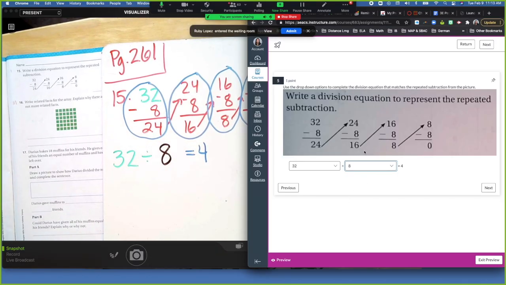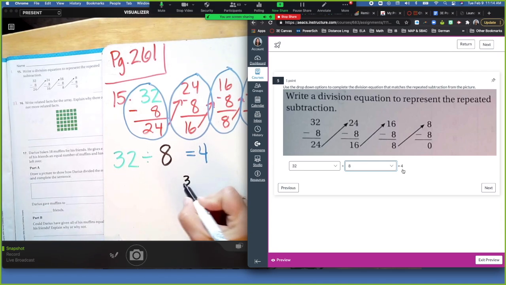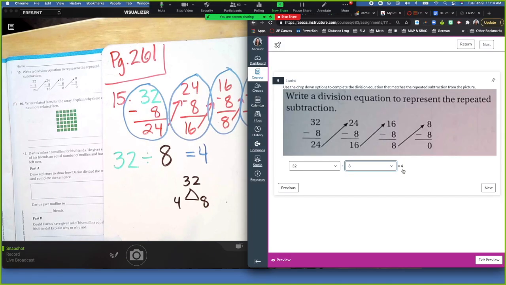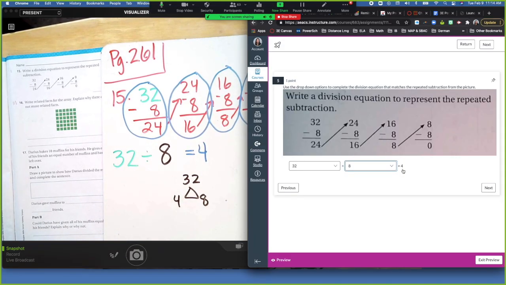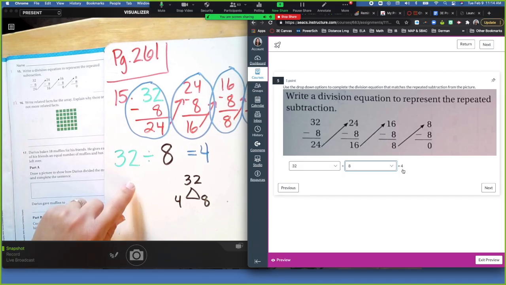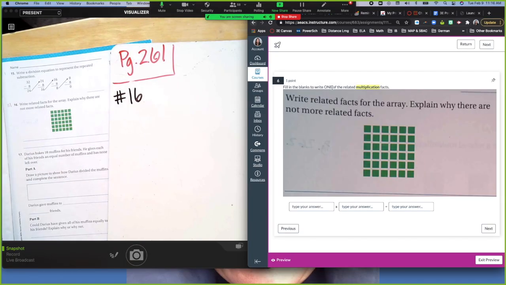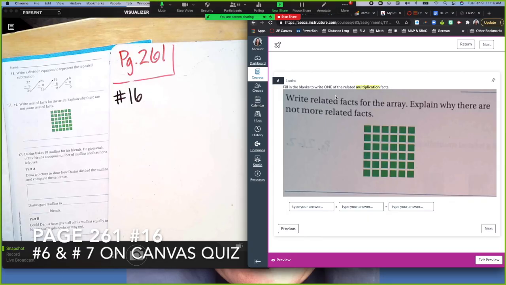And I wanted to force you to put 8 there, so that's why I put the 4 in the answer there. And just think about multiplication and division. Think about these fact families. So that will help you with your division problems. And like Mrs. Powell, I think, had said, especially in 3rd grade math, we always start with the biggest number first. Fill in the blanks, write one of the related multiplication facts.